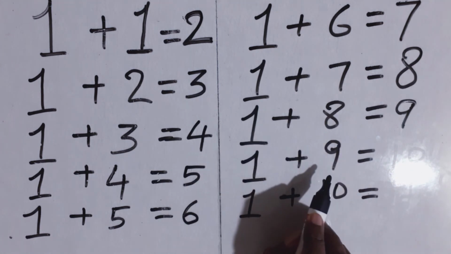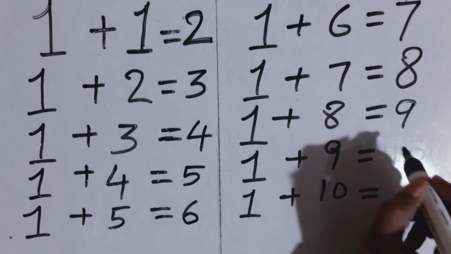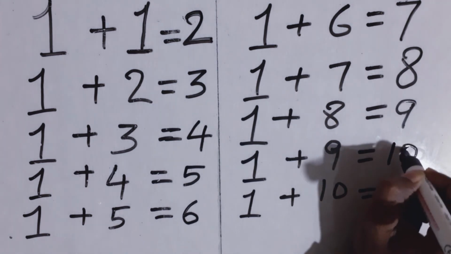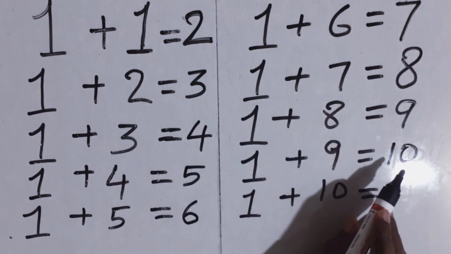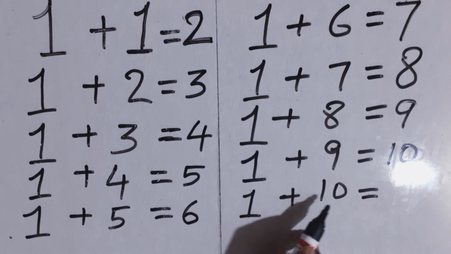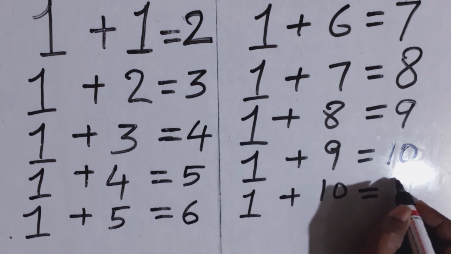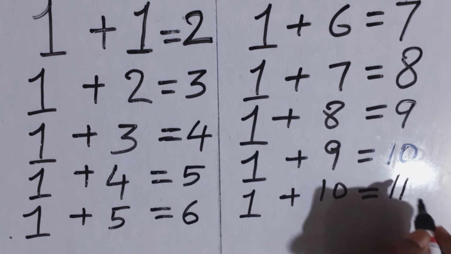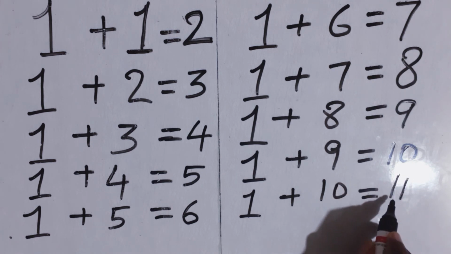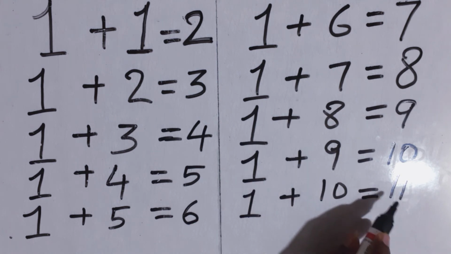Now tell me the answer. What is the answer? 1 plus 9. 1 plus 9 is equal to 10. Write the answer here, 10. Now tell me the answer. What is the answer? 1 plus 10. Write the answer here. 1 plus 10 is equal to 11. Write the answer here, 11.